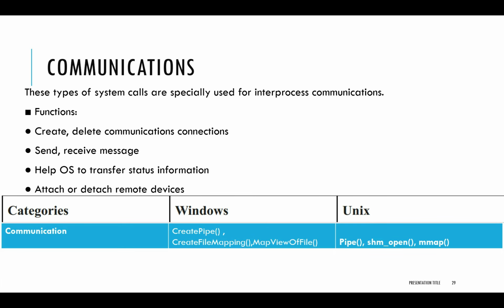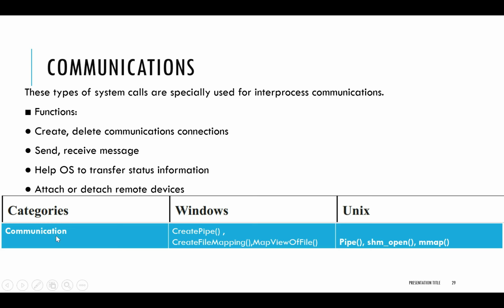Next is communication. This is basically used for communication between different processes or different devices. There are system calls which are specifically used for inter-process communication. The main function is to create and delete communication connections. That is, whenever two processes need to communicate with each other, there is a need to create a connection and also delete the connection after the communication is over. Next is send and receive messages, help the OS transfer status information, attach and detach remote devices.